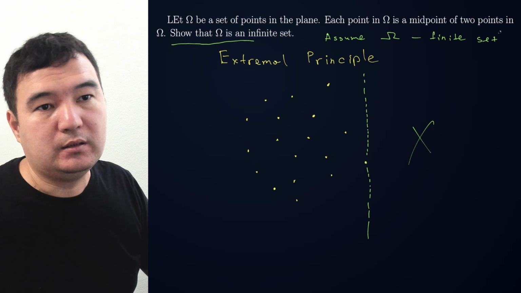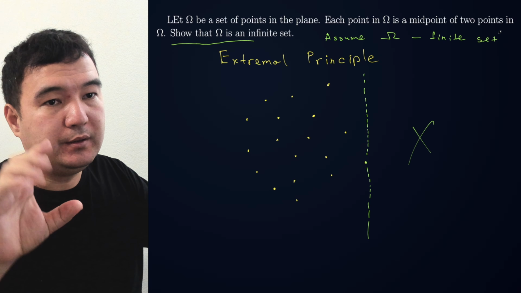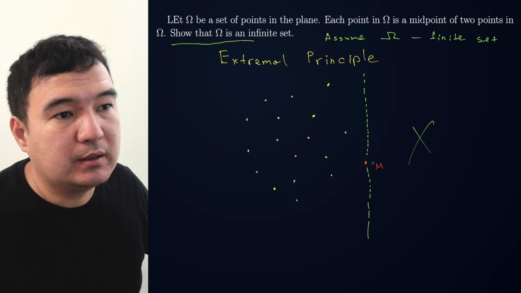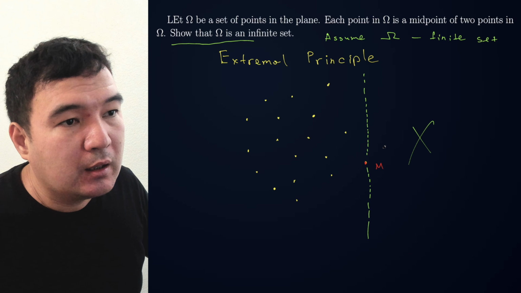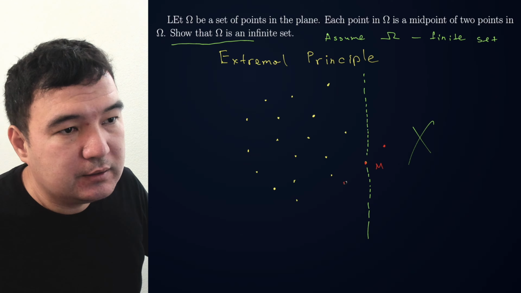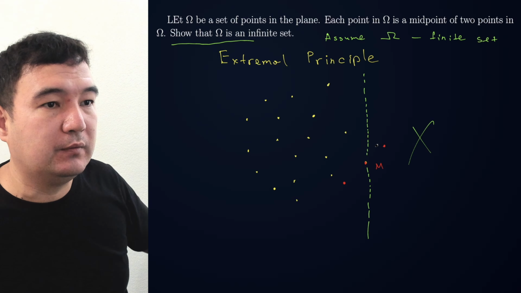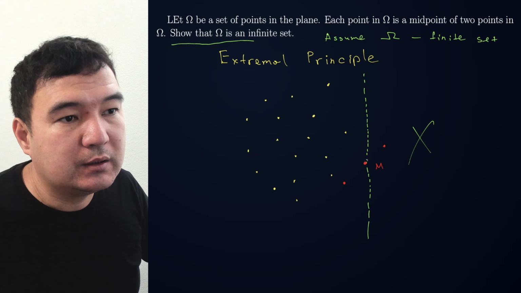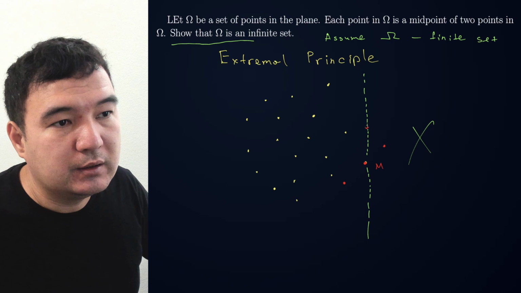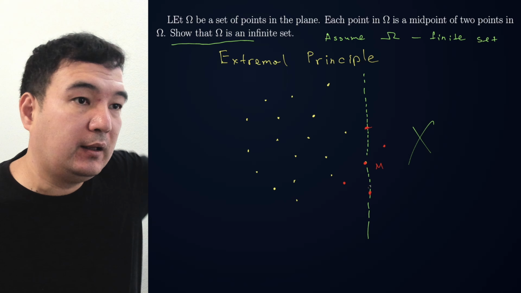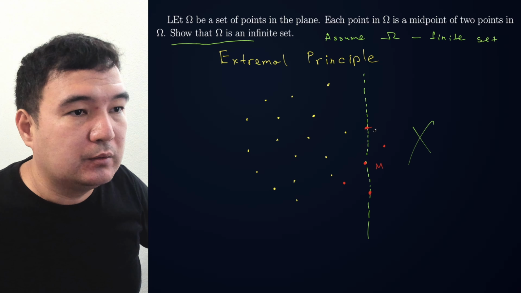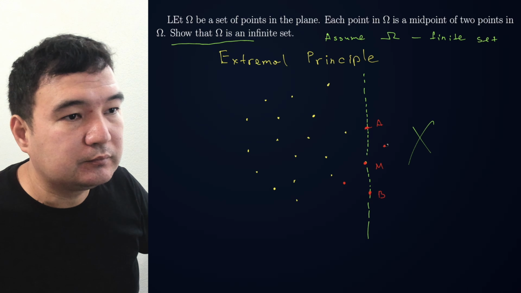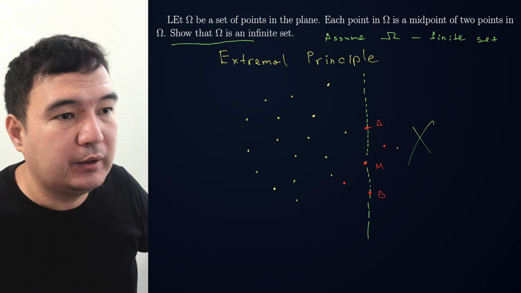When you have a finite set, you will have some finite number of points, and then we choose the rightmost element. And this point M has to be a midpoint of some 2 points. We cannot have 2 points like this because one of them is on the right of this line and we don't have any points here. So in order to make M a midpoint of 2 points, there have to be some points here and here, all along this line. So let's say we have A here, B here, right? We don't have any points on the right.